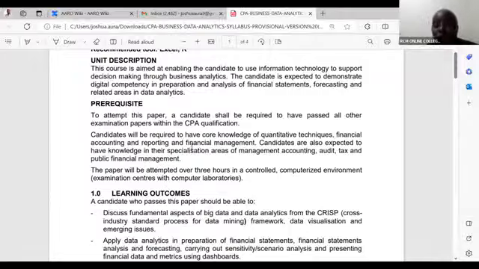Candidates will be required to have core knowledge of quantitative techniques, some QT, financial accounting and reporting, and financial management.